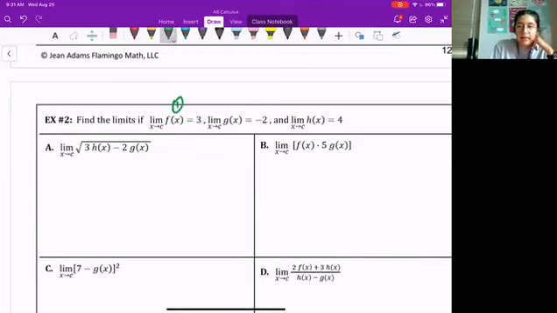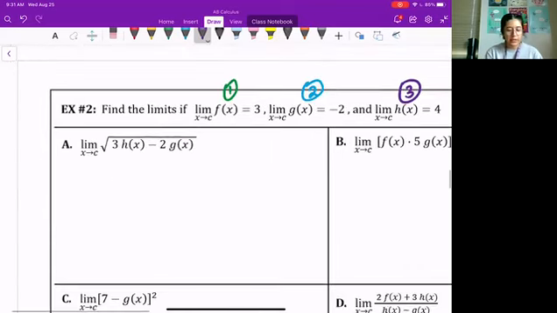First, they told me the limit of f of x as x approaches c is 3. They also told me the limit of g of x as x approaches c is -2. And third, they told me the limit of h of x as x approaches c is 4. So we're going to be using all 3 of these pieces of information to substitute into our limit. Okay, so let's start here with A.